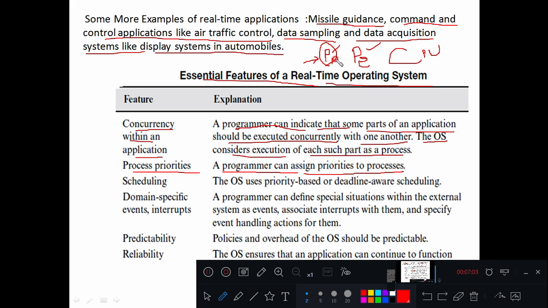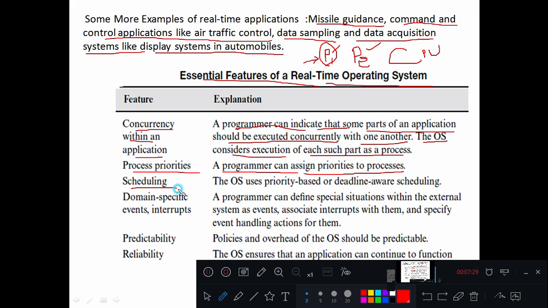Once the highest priority process finishes its execution, then the CPU can be given to a lower priority process, right? So that is process priority. Sometimes a kernel or part of the operating system itself assigns priorities to the user programs or processes.